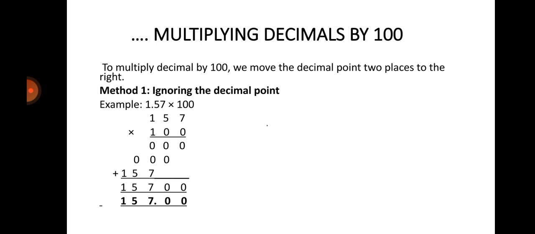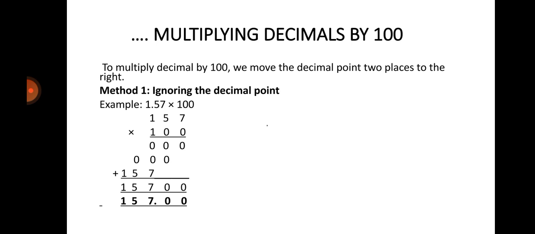Like I said earlier, whenever you are multiplying a decimal by 100, the decimal point moves two places to the right. First of all, let's start with the method that says ignore the decimal point. You will say 157 times 100. 157 times 0 is 0. 157 multiplied by 0 again is still 0. 157 multiplied by 1 is 157. Bring down your zeros, then your 7, your 5, and your 1.